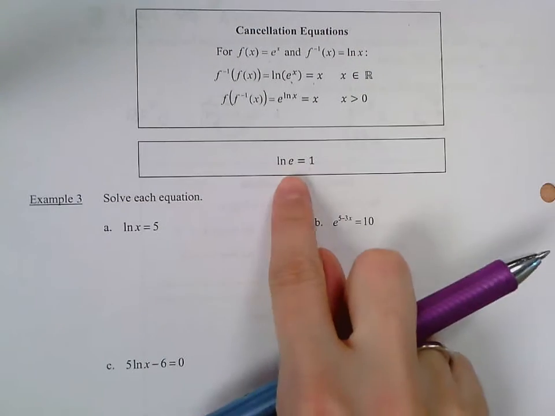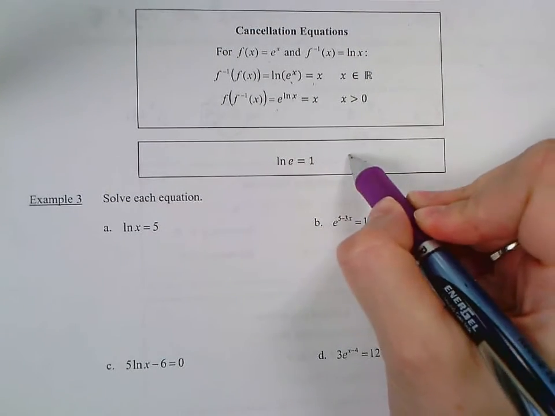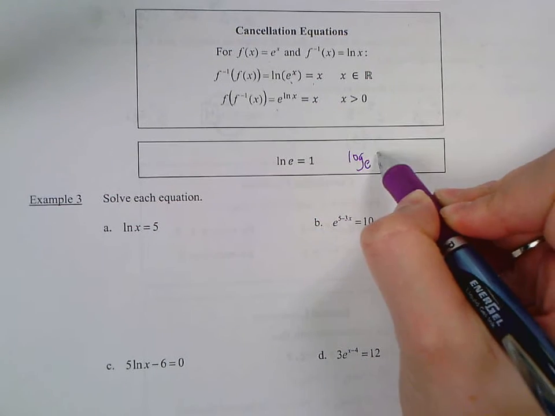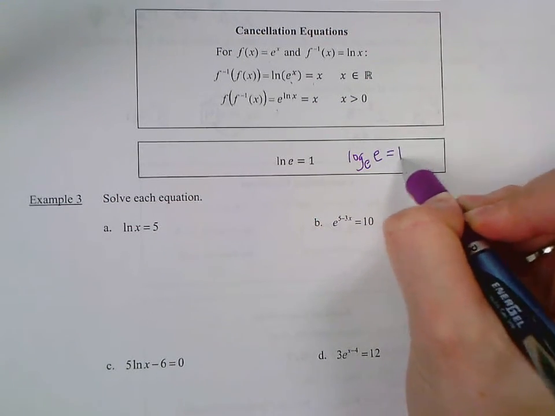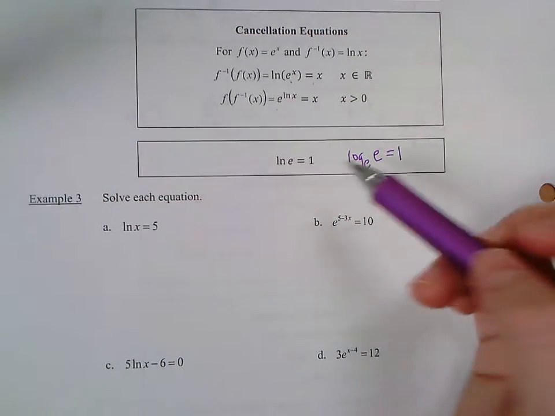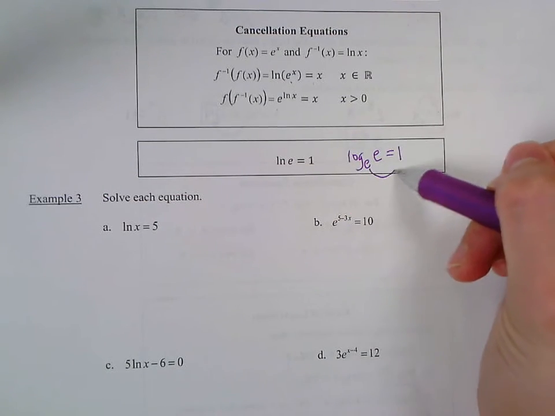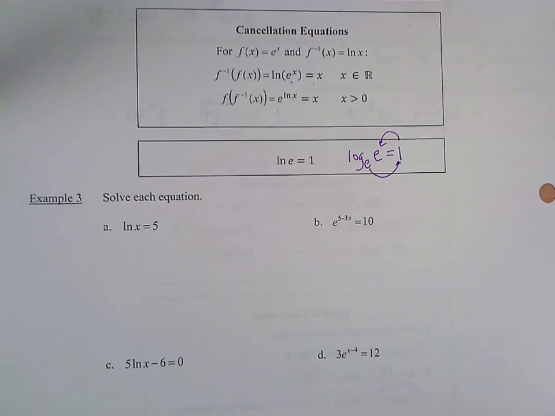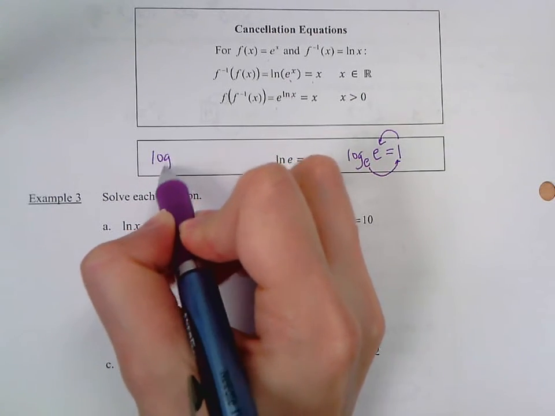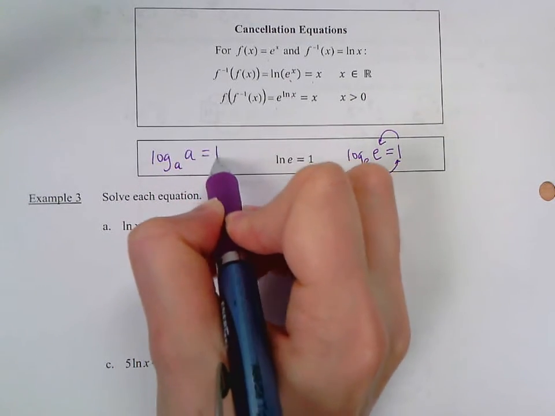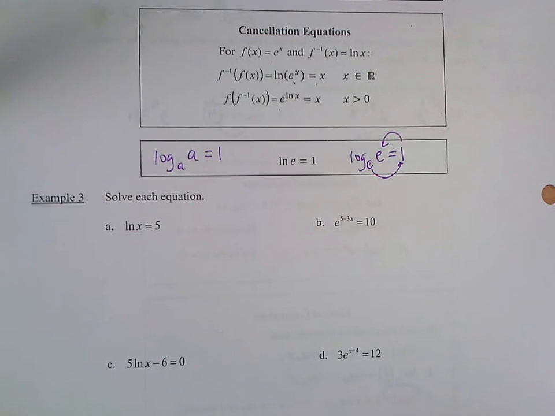If I write natural log of e as log base e of e, this is why it's equal to 1: e to the first power is e. Now that's true for any base though. Log base a of a is 1. So like log base 2 of 2 is going to be 1. But that's why natural log of e is 1.